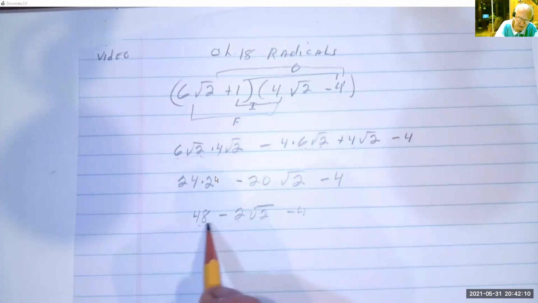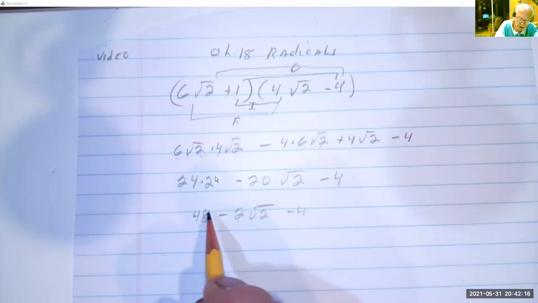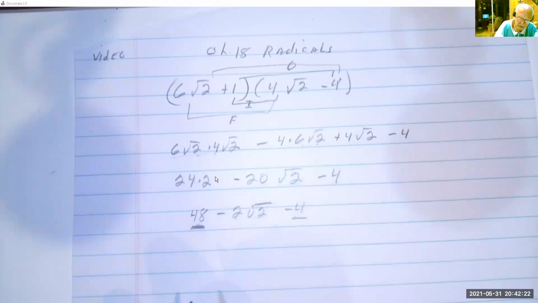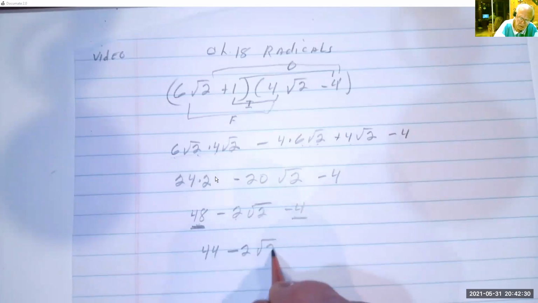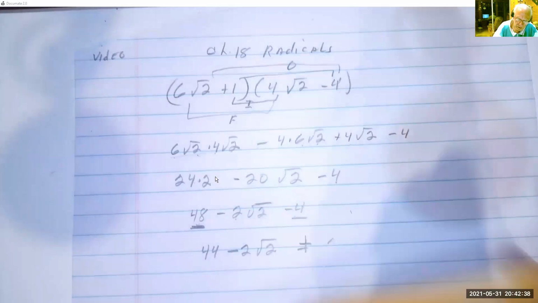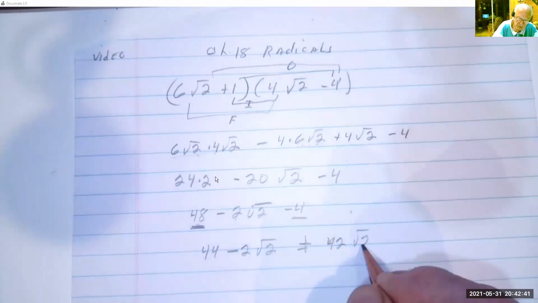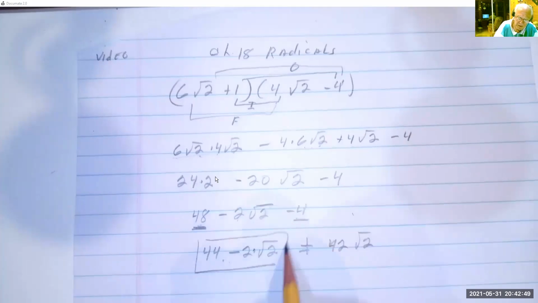Now, don't make a mistake. You can't subtract 2 from 48 because this quantity involves a radical. This is just a whole number. But we can work with the 48 and the minus 4 because they're both numbers. So 48 take away 4 is 44 minus 2 radical 2. You can't go further. It is incorrect to say 42 radical 2 because subtraction does not have priority over multiplication. So the right answer is this answer on the left.